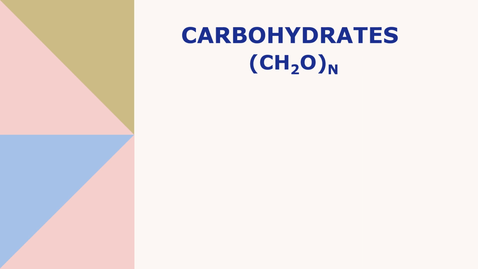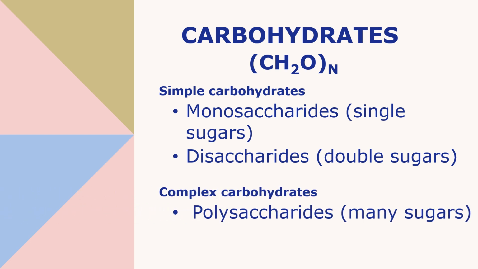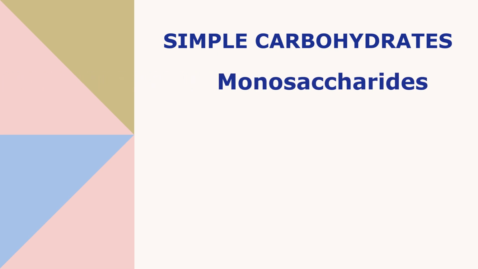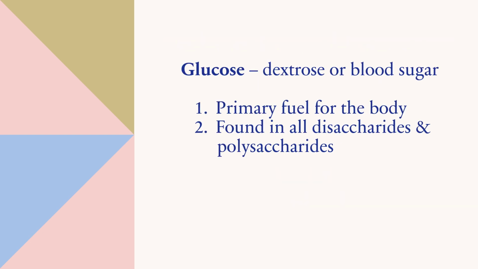Carbohydrates have a general formula of CH2O. Simple carbohydrates include monosaccharides, which means single sugar, and disaccharides, which means double sugars. Complex carbohydrates have polysaccharides, which means many sugars. Monosaccharides have a formula of C6H12O6, which is that of glucose, and there are also fructose and galactose in the range of monosaccharides.